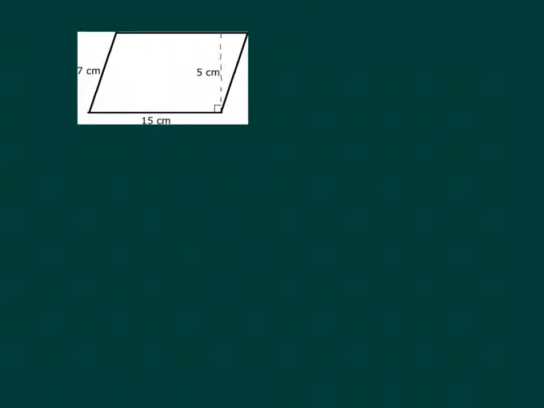Okay, so let's look at the parallelogram that is now on your screen. It is a parallelogram because it's a four-sided shape and it has two pairs of parallel lines. Just in case you forgot, by the way, parallel means the two lines will never meet at any point, no matter how long. If they were to go on forever and ever, they'd still never meet.